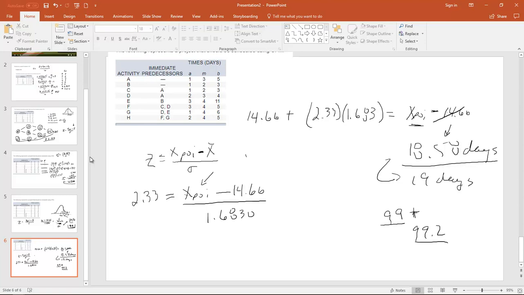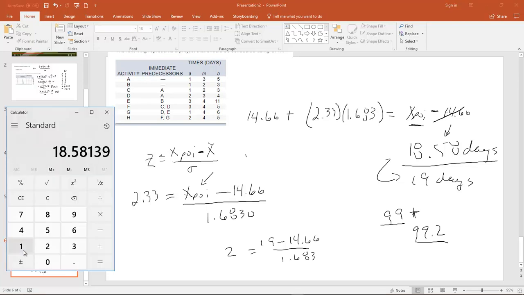Okay. In fact, we can. Let's go do that. So now we're going to go back forward again, and we're going to say our point of interest is 19 minus 14.66, compared to 1.683. What's our z-score there? Let's calculate it. 19 minus 14.66 equals, divided by 1.683 equals. So our z-score is 2.57. Let's call it 2.58. We'll round that to 2.58.